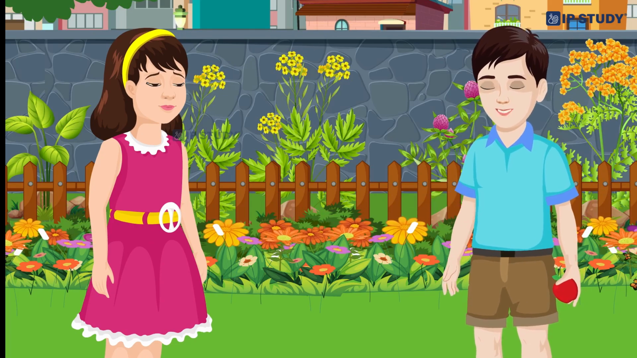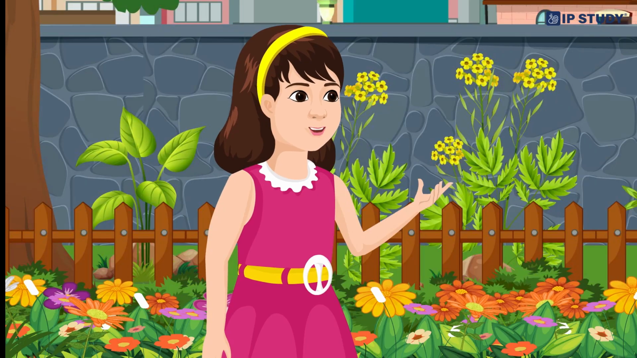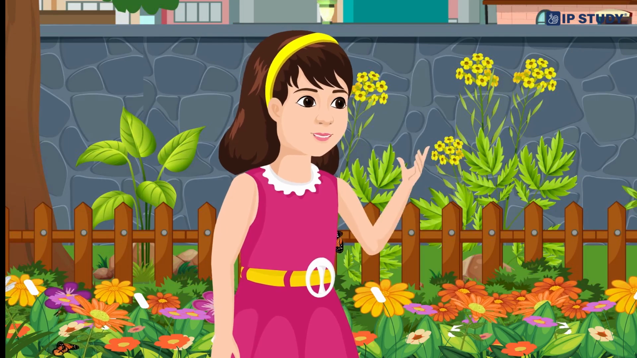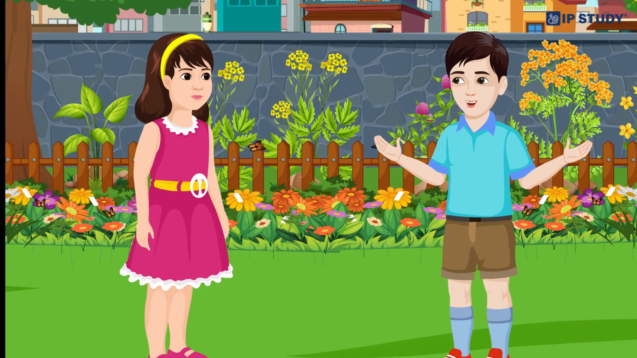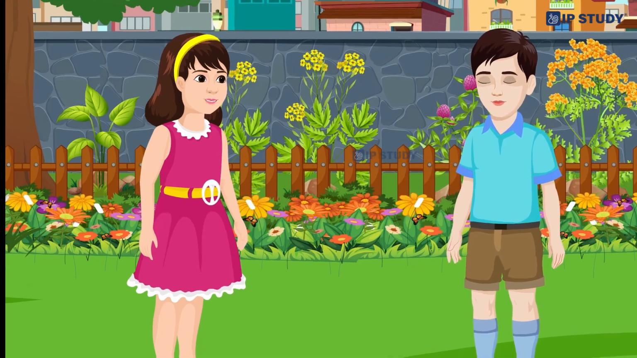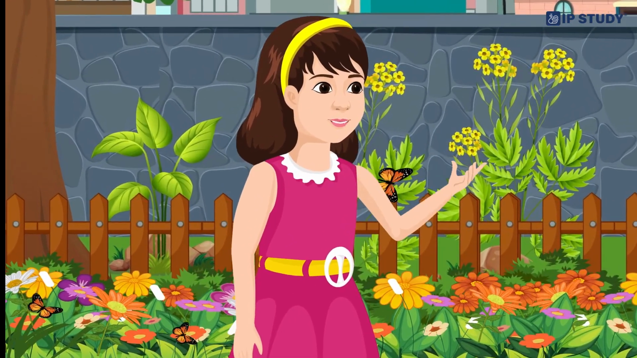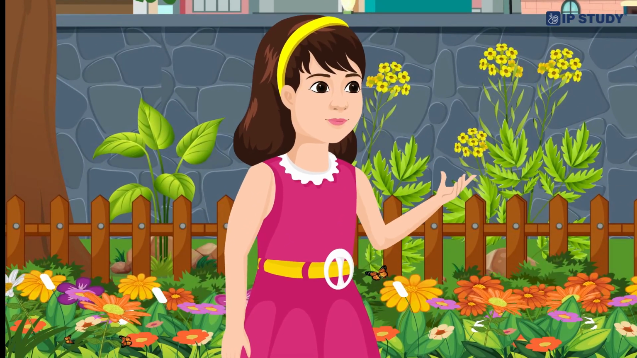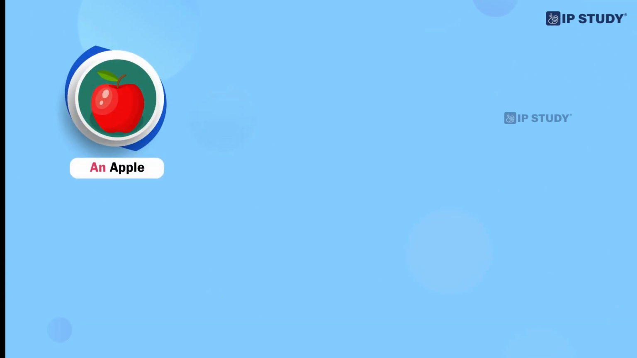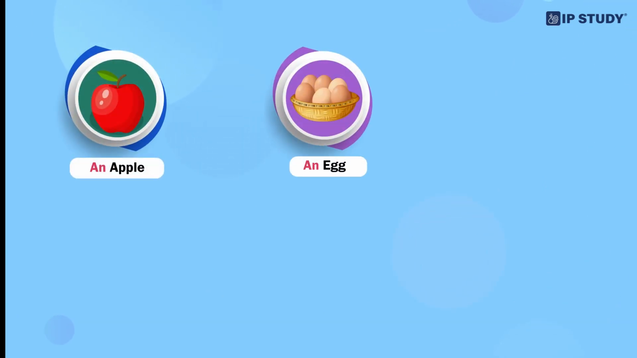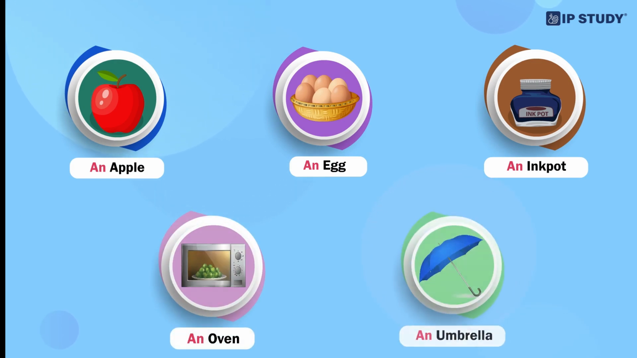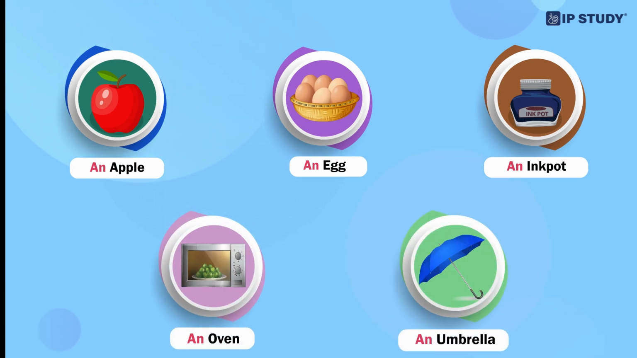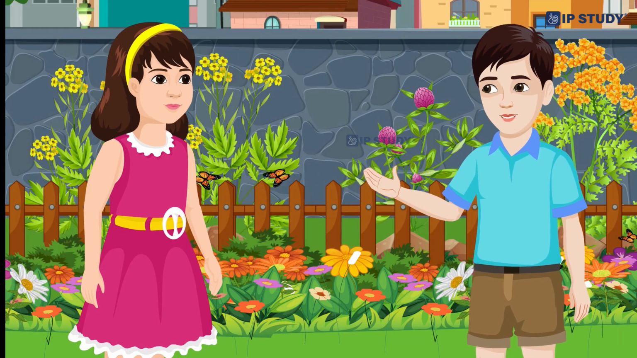I have an apple. That's great, Akshit. But you should say I have an apple. Why do we use an before apple? We use an before words that start with a vowel sound, like an apple, an egg, an ink pot, an oven, an umbrella. I got it, Janvi.